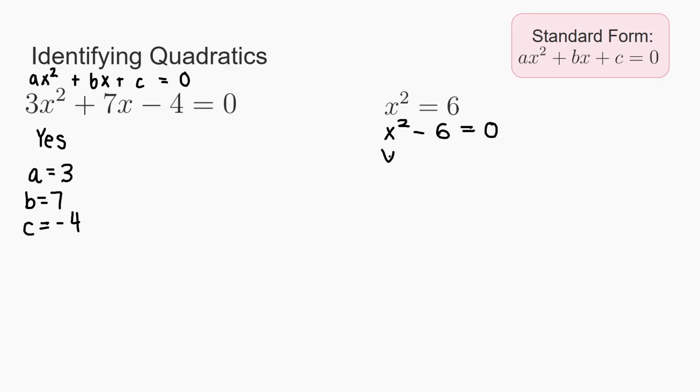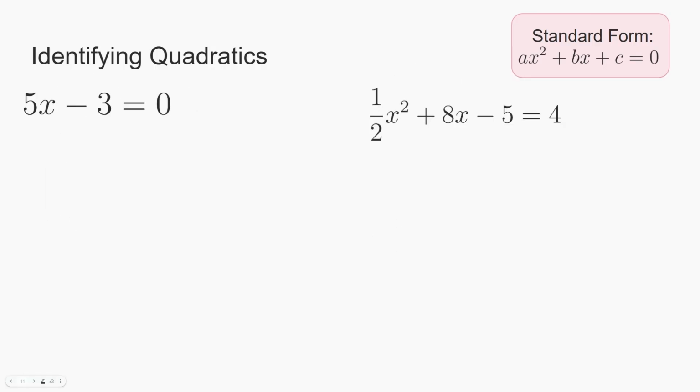Yes, it is quadratic. We have the base form is still ax squared plus bx plus c equals 0. As you can see, we have a equals 1. Bx, we don't have any x, so b is equal to 0. And we have c is equal to negative 6. As long as a is not 0, we're okay. Like I mentioned, b and c are both allowed to be 0.